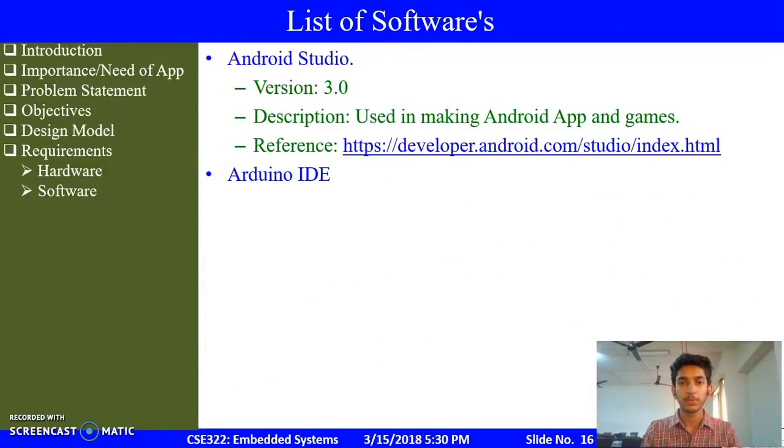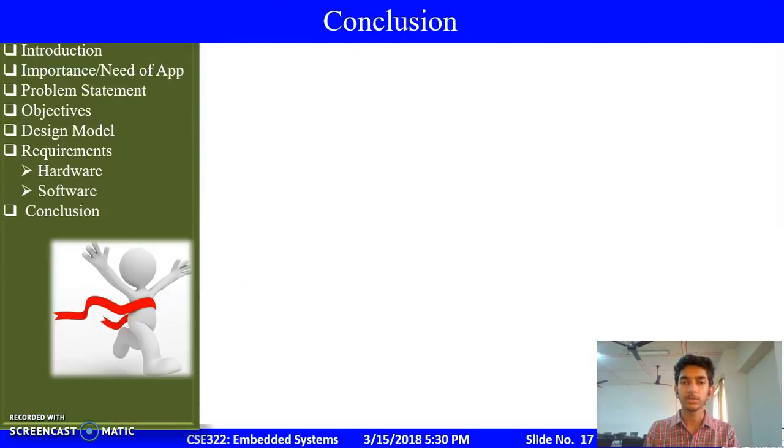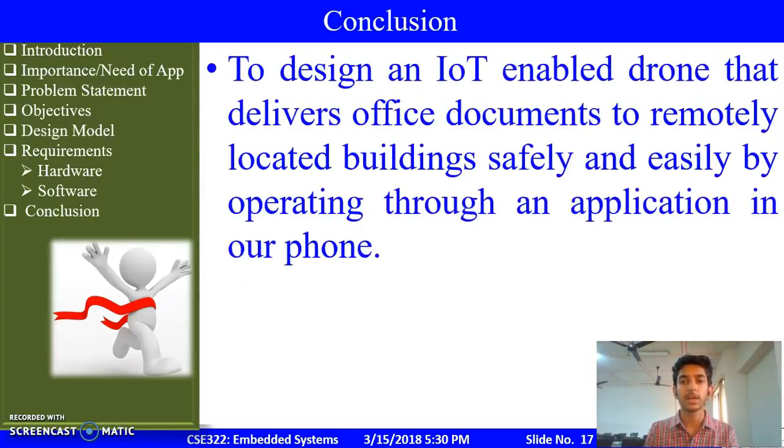The list of software components we will be using for this project is Android Studio, Arduino IDE, and Sublime Text, which is used as a text editor for coding HTML pages. Our conclusion for this project is to design an IoT-enabled drone that delivers office documents to remotely located buildings safely and easily by operating through an application on our phone. Thank you.